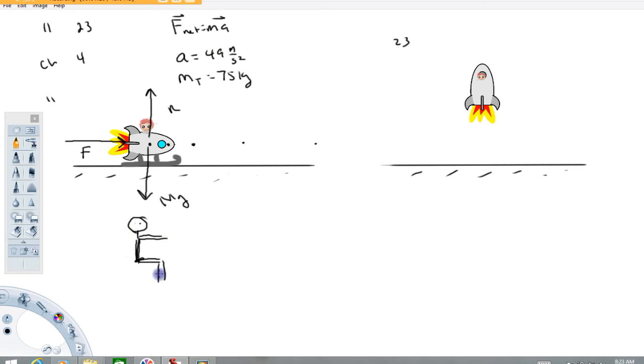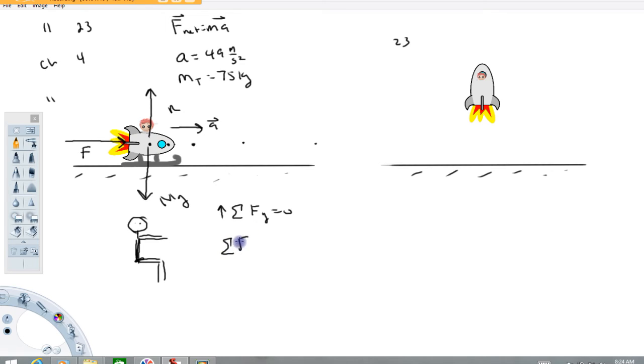After you get your free body done, you can write two equations. Sum of all forces in the y direction is equal to 0. The reason is Timmy's not accelerating up. The acceleration direction is this way. It does not have a y component, so the net force in the y direction is 0.